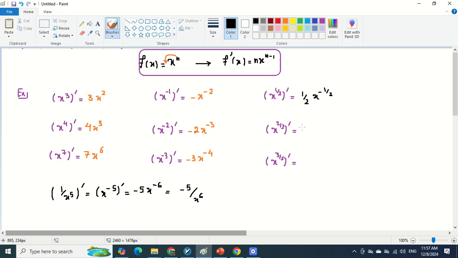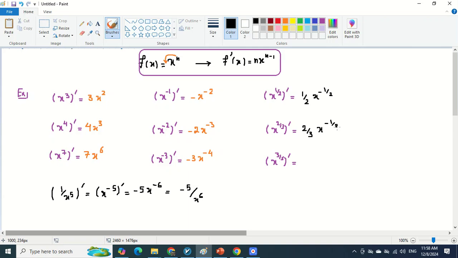Or x to the power of 2 over 3. This 2 over 3 is coming out. Right now I should subtract 1 from the exponent. The exponent is 2 over 3. If I subtract 1, or 3 over 3, from 2 over 3, the result is -1 over 3.